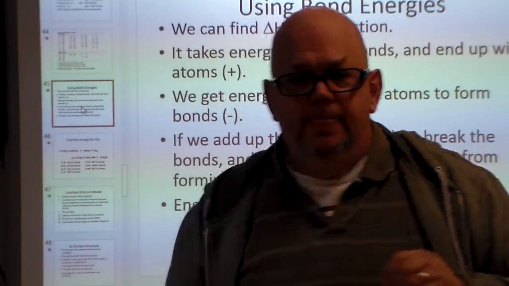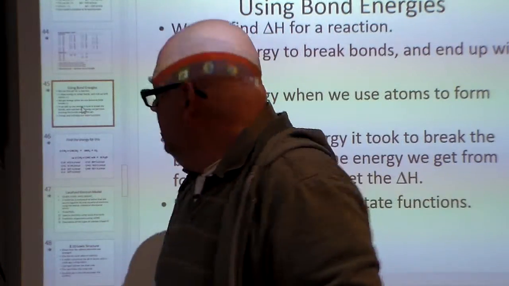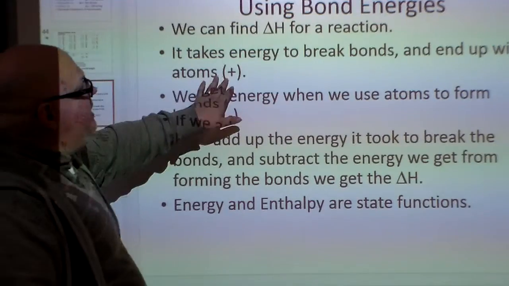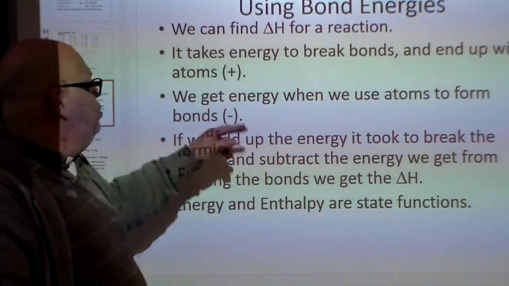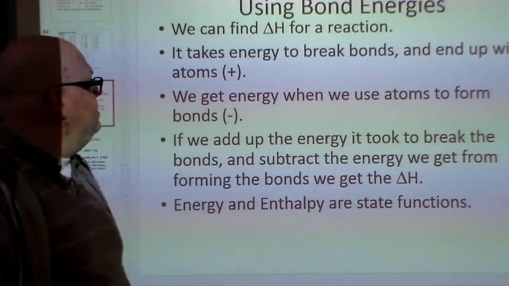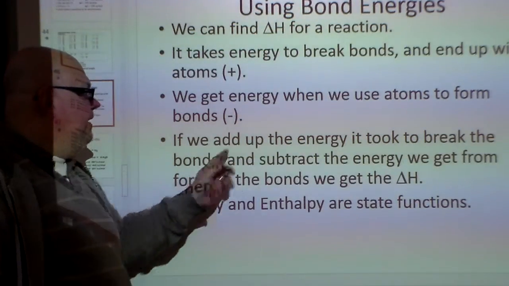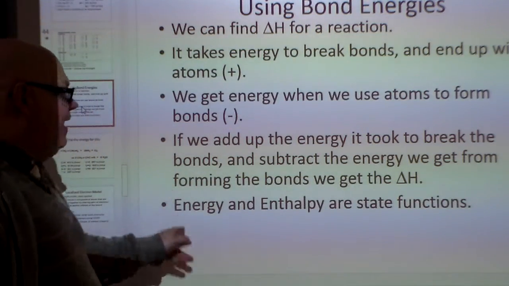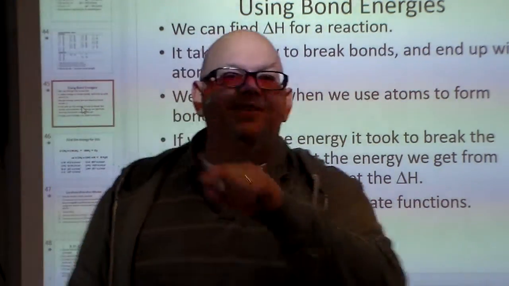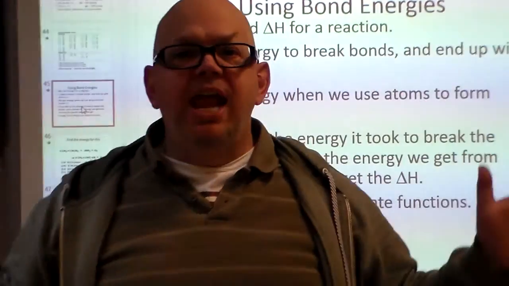Enthalpy, energy. Okay? It takes energy to break the bonds, and you end up with atoms; that is positive. We get energy when we use atoms to form bonds. That's negative. If we add up the energy it took to break the bonds and subtract the energy we get from forming the bonds, we get the delta H. Remember that energy and enthalpy are state functions. It doesn't matter where you start and where you end. We don't care about the path taken to get there.